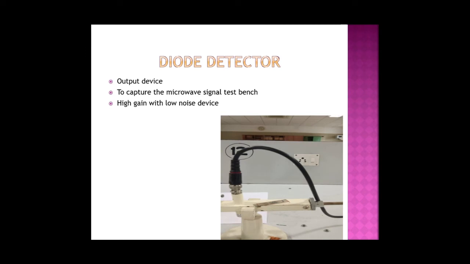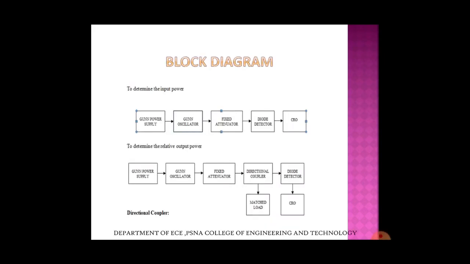The last one is the diode detector. It is an output device to capture the microwave signal through the test bench. In order to visualize the microwave signal, a CRO is connected with the diode detector. Diode detector is used because it has a high gain with low noise.